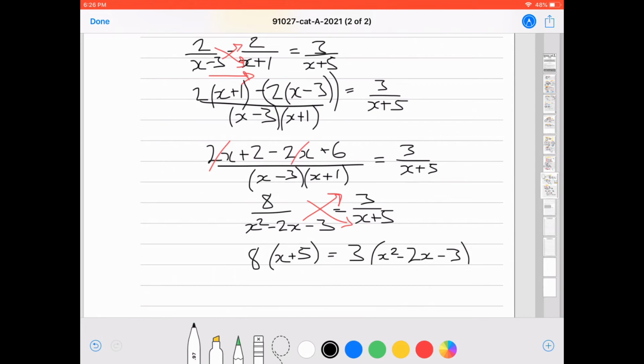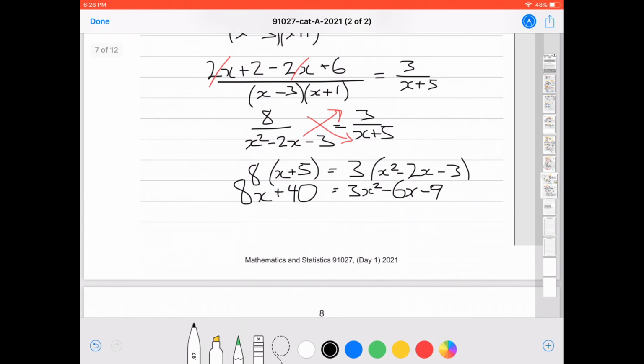Let's expand our brackets. 8x plus 40 equals 3x squared minus 6x minus 9. I hope this is making sense.